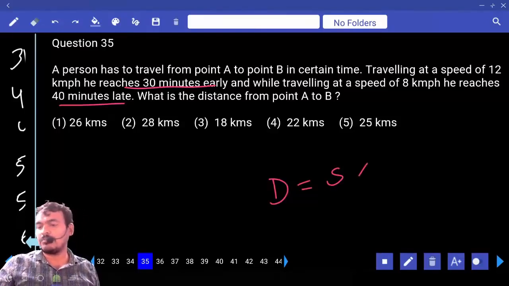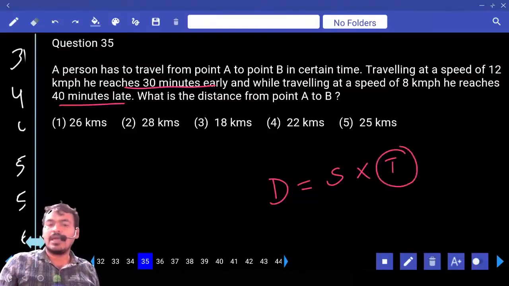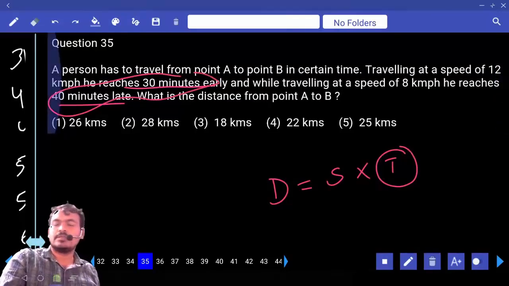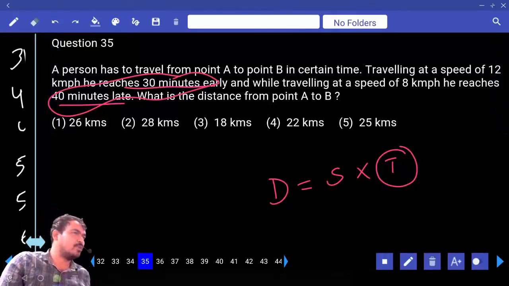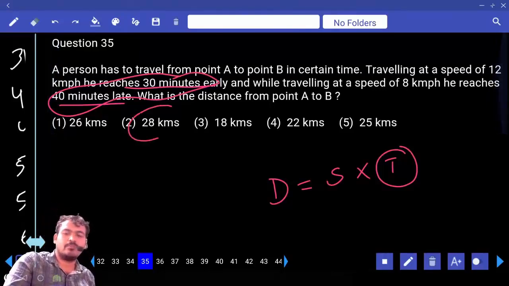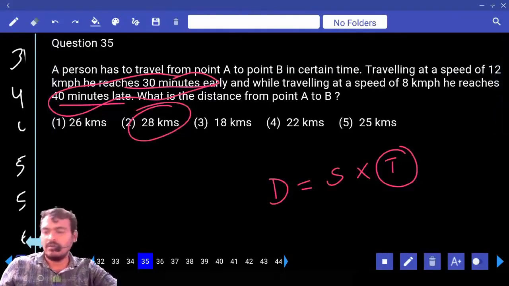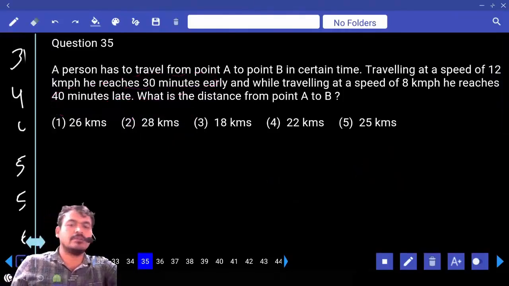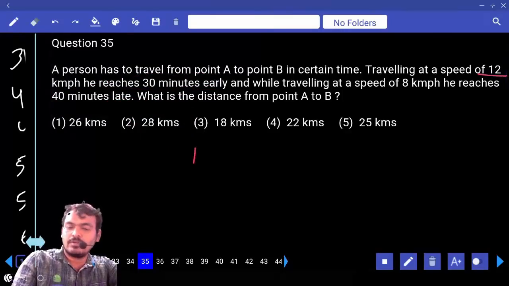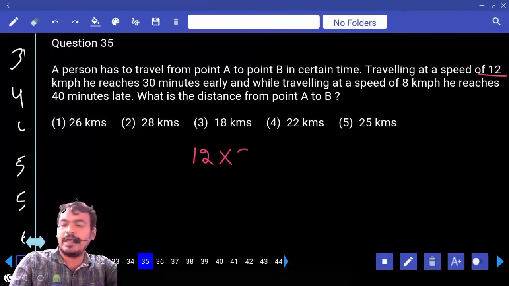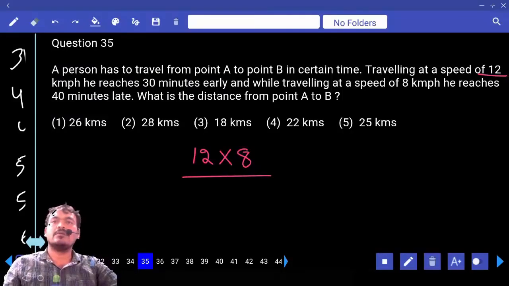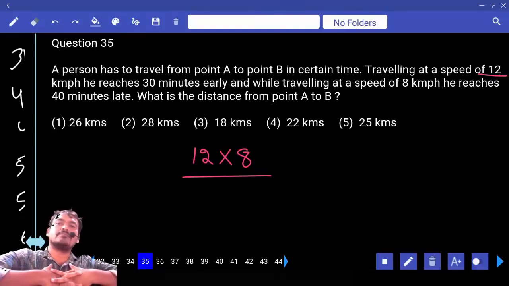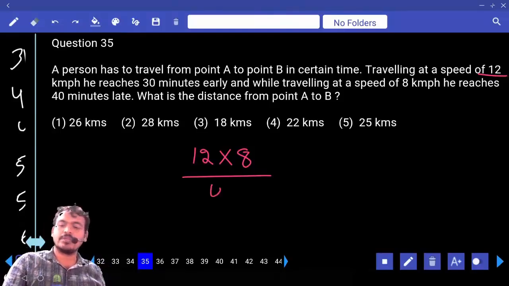We required distance value or time value? Distance. Nothing but speed into time. Time difference is how many minutes? 70 minutes. 70 means 7 multiple. Then answer 7 multiple, how many options? Only 1. Wait. What is the first speed? 12. Second speed? 8. What is the product of these speeds? 12 into 8.